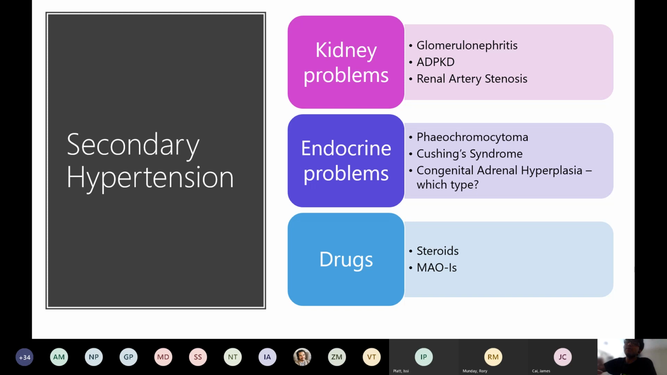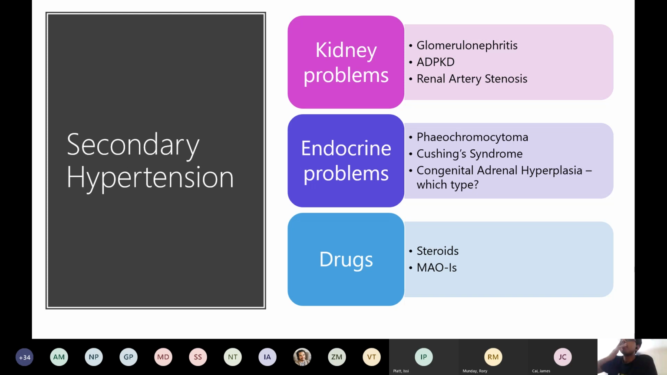So you can have endocrine problems, yes. You can have cardiac problems, you can have renal problems, yeah. So the important ones are endocrine and renal. So let's split these up. There's also drugs, neoplastic, yeah. So there's lots and lots of causes of secondary hypertension, but I think these are the most important ones for your exams.